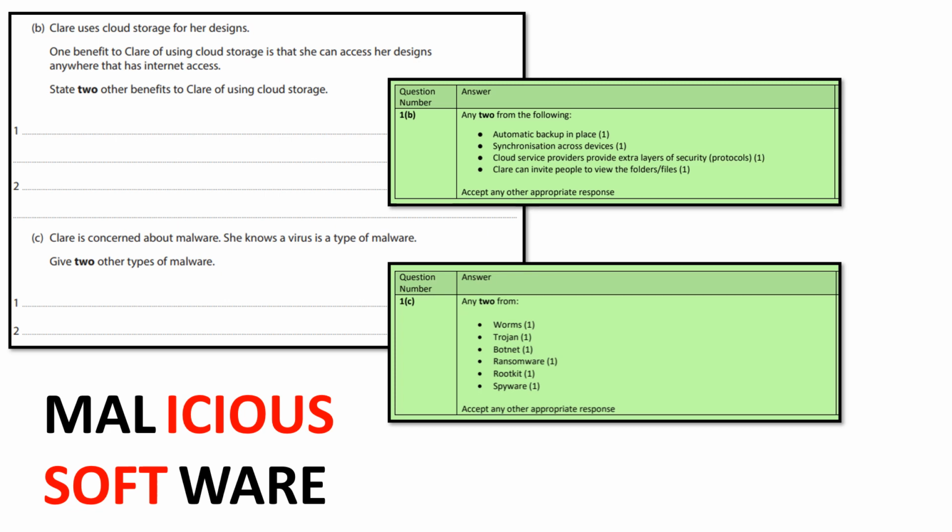For question 1C, the types of malware that you can put down are worms, Trojan, botnet, ransomware, rootkit and spyware. It does say accept any other appropriate response, so if there's anything that you've put in that isn't on that list, you might get lucky and get a mark for that as well.